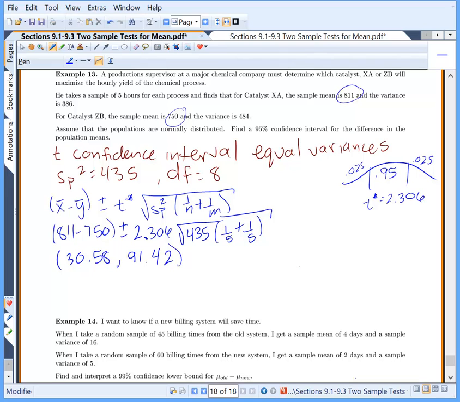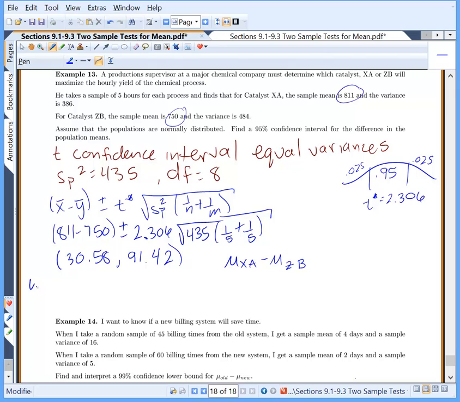Okay, so this is our 95% confidence interval for, let's see, which order did we subtract them? We did 811 minus 750, so that's for the mean for XA minus the mean for ZB. So we're 95% confident that the difference in these population means is between 30 and 91. Well, what does that mean? Because we got positive values, XA must have been larger.